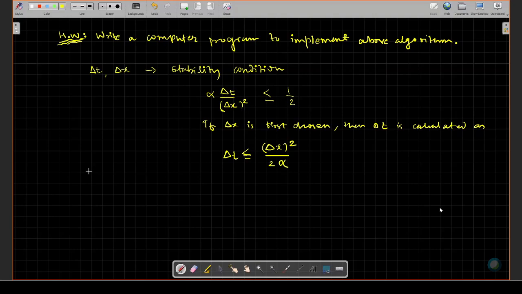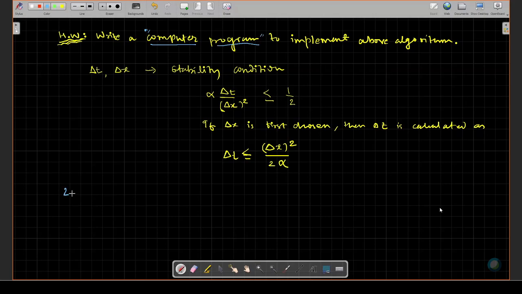Okay, so this is how the algorithm of the FTCS scheme works. Please write, those who are good in programming or even those who may not be, just try using your computer programming skills and write a computer program. And those who wish to submit, please submit it to me.